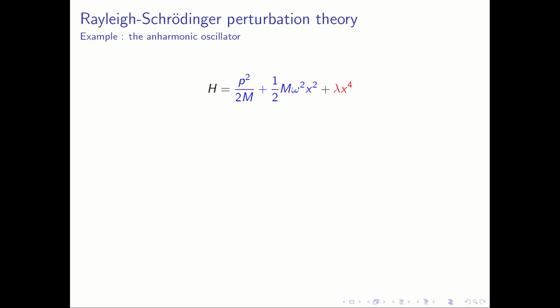Its Hamiltonian is given by the familiar terms for the harmonic oscillator, p squared by twice m plus half m omega squared x squared. But in addition to this, it also has an additional term, lambda x to the 4, where lambda is a coupling constant.